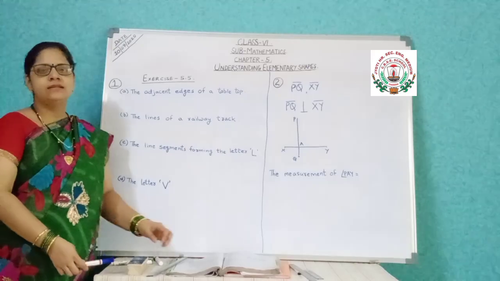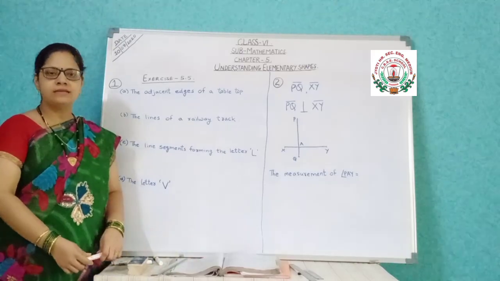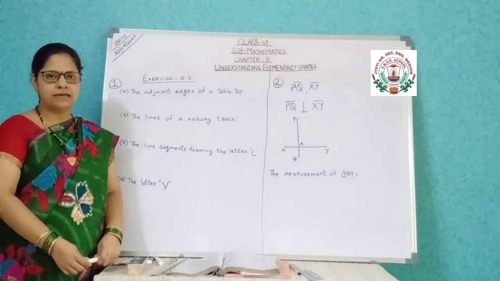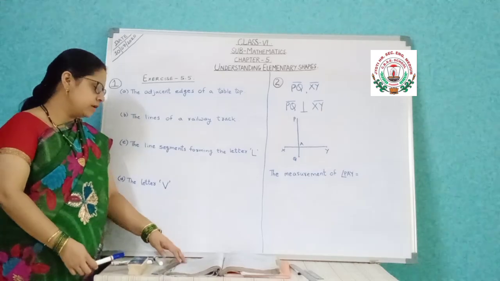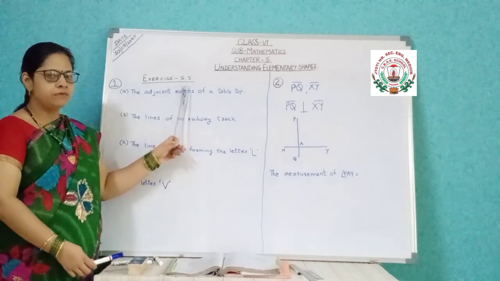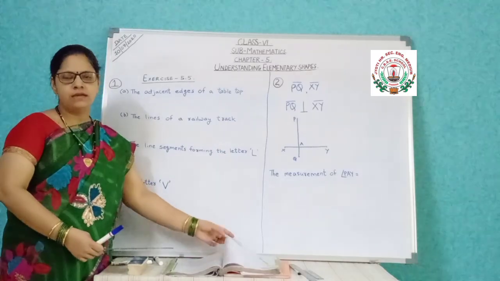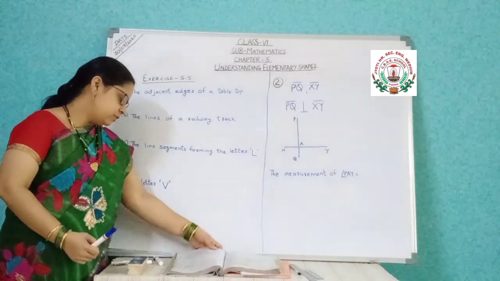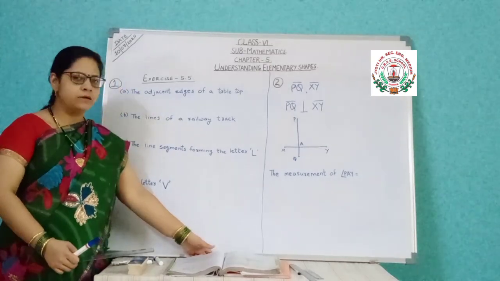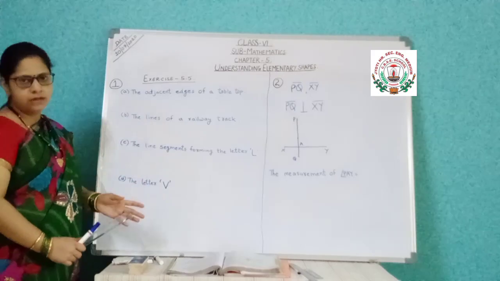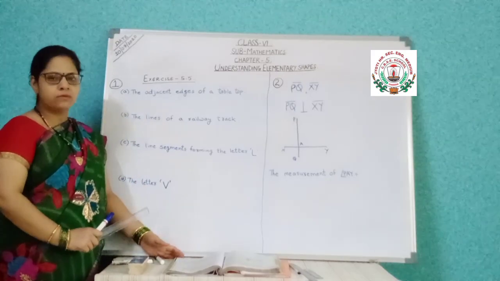We have seen in the previous topic about perpendicular lines. I have explained that they are intersecting lines forming a 90-degree angle. So based on that, coming to exercise 5.5, some questions are written here as given in your exercise, where you have to tell which of the following are models for perpendicular lines. Some examples are written here and you have to tell whether these are forming 90-degree angles, meaning perpendicular lines, or not.